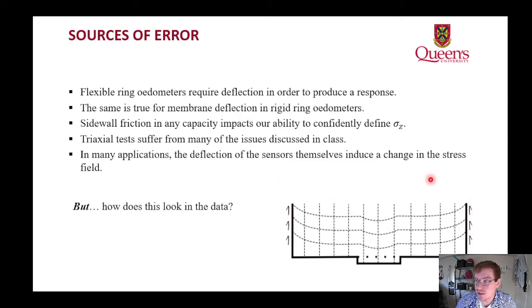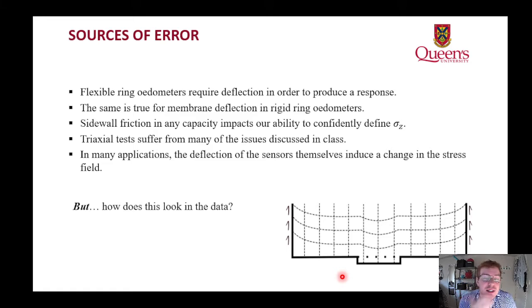So subject this to a uniform settlement. What you're going to see is sidewall friction restricting the ability of the sample to settle. You're going to see increased settlement at the middle due to the pressure sensor actually deflecting and allowing it to settle more readily when compared to this infinitely stiff boundary on the left and right.